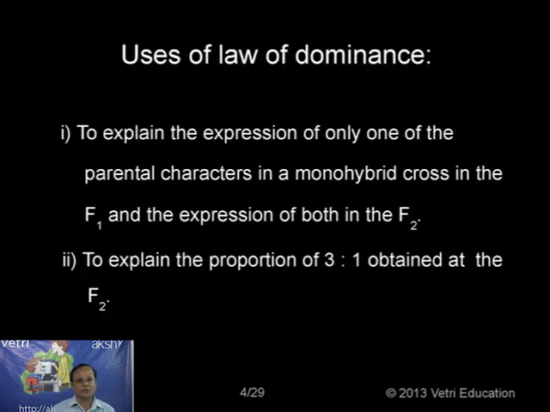These are the two main uses of the law of dominance when two pure breeding varieties are crossed in a monohybrid cross. One is the expression of only one character in F1 and of both in F2, which can be explained only with the help of the law of dominance. The other is the 3:1 ratio obtained in the F2 generation, and how we get this ratio is explained only based on the law of dominance.